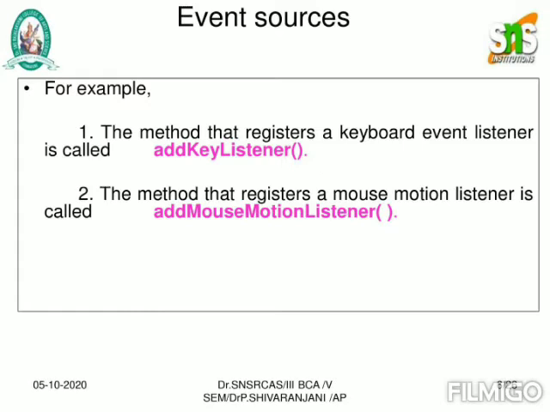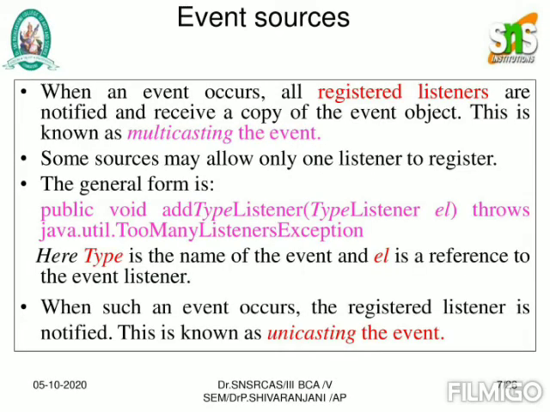When an event occurs, all the registered listeners get notified and receive a copy of the particular event object. That is called multicasting the event. Multicasting the event means that the objects that have been registered with the help of the event source will receive a copy of the particular event. That is called multicasting the event.